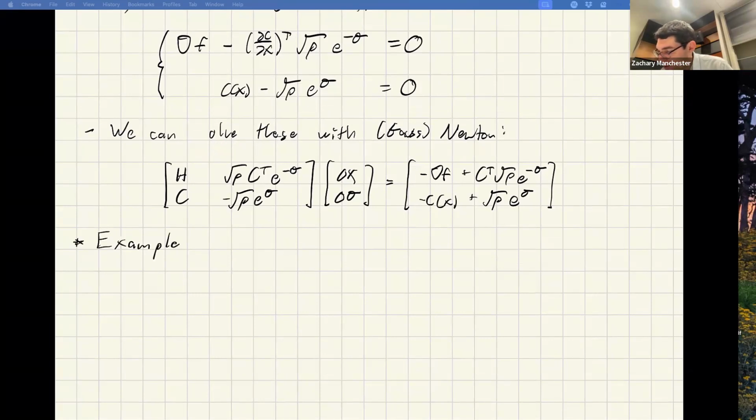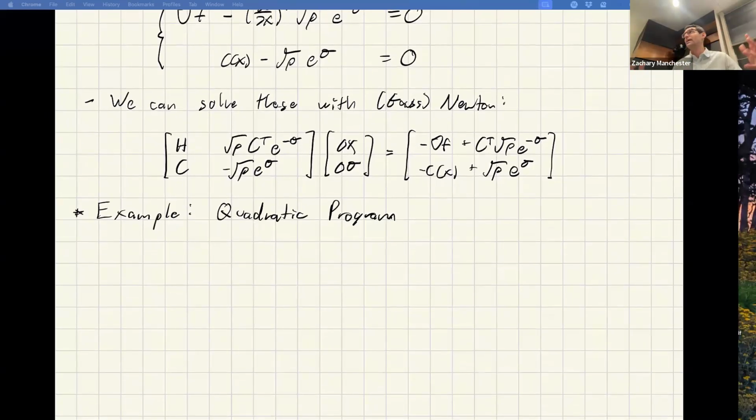Apparently, this is not a good enough F. So we're going to do this on a particular problem class called a quadratic program. Who's heard of this before? Decent number of people. So this is like bread and butter applied control. This is super common in control, and we're going to do lots of this.